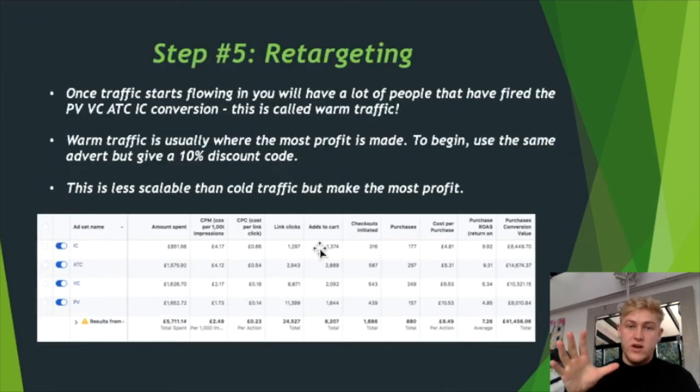Step number 5, retargeting. Once the traffic starts flowing in, you will have a lot of people that have fired the pixel. So basically, the people that have come to your website, that have viewed content, added to cart, initiated checkout, Facebook tracks all of that. And this is called warm traffic. Warm traffic is usually where most of the profit is made, but there's a catch to it. You can't scale it as much as cold traffic because there's only a certain amount of people in the audience of people that have come to your website and added to cart. And it's normally not a huge amount of people unless you scale to a massive amount.